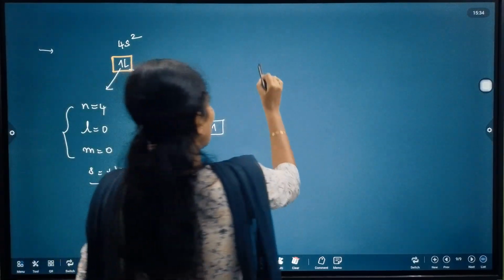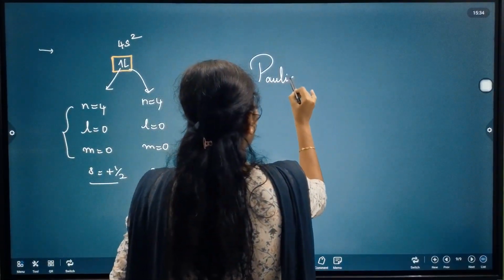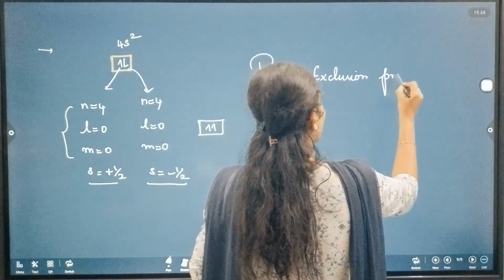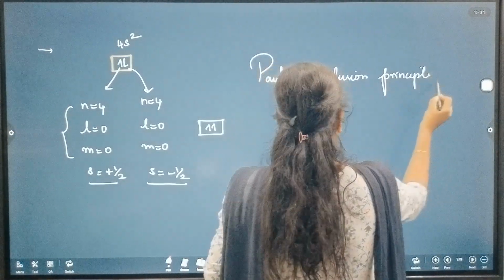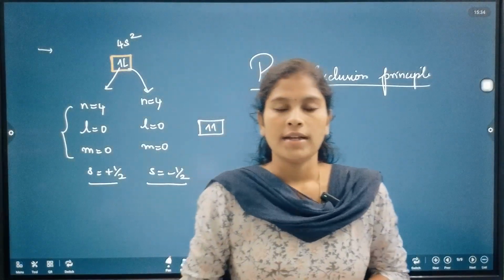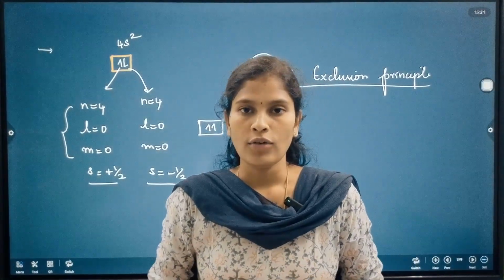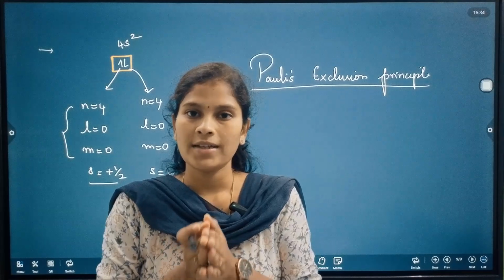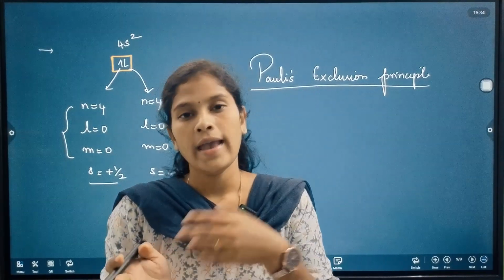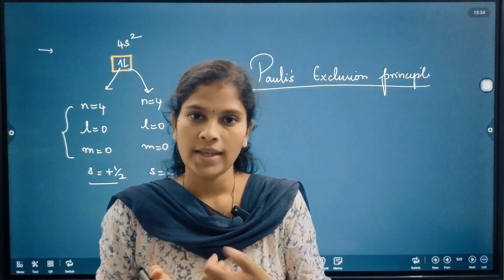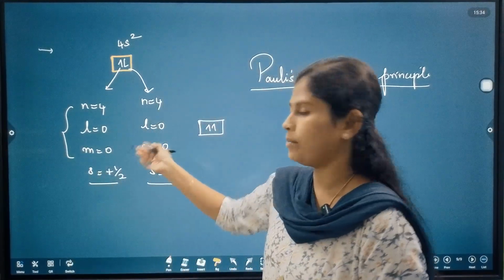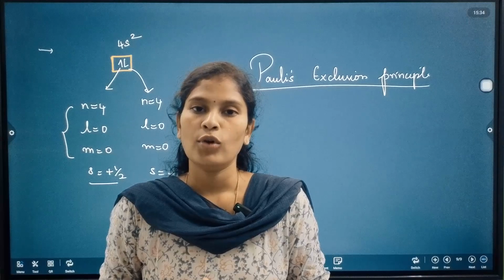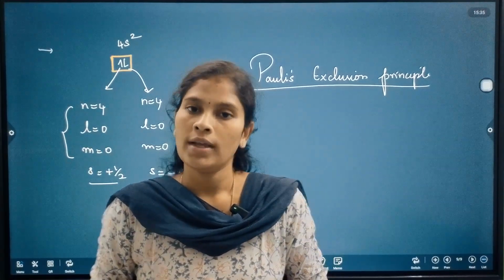What is the rule? It is Pauli's exclusion principle. It says that no 2 electrons in an atom can have an identical set of 4 quantum numbers, which means all must have different quantum numbers. So if 2 electrons are present in the same shell, n can be the same. If they are in the same subshell, l can be the same. Even in the same orbital, m can be the same. But the spin quantum number will differ. So maximum 3 quantum numbers can be the same, but any one of the 4 quantum numbers should be different.